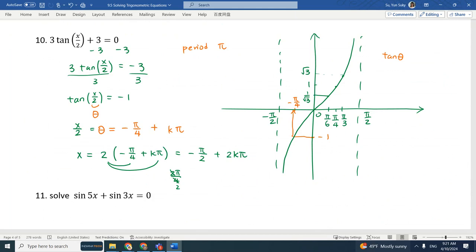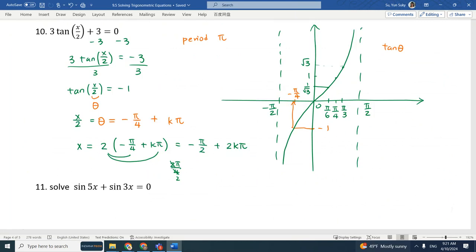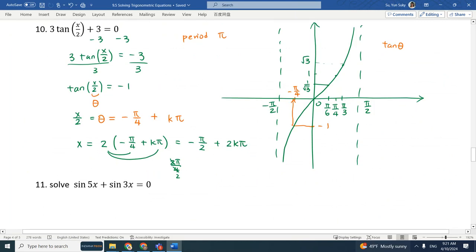So no matter what the angle is, it could be x over 5 or x over 10 or maybe 7 times x. You just call it theta and draw the graph of tangent theta. After you figure your theta, set that equal to the angle and solve for x. Is that okay, everybody? All right. Okay. Next problem.